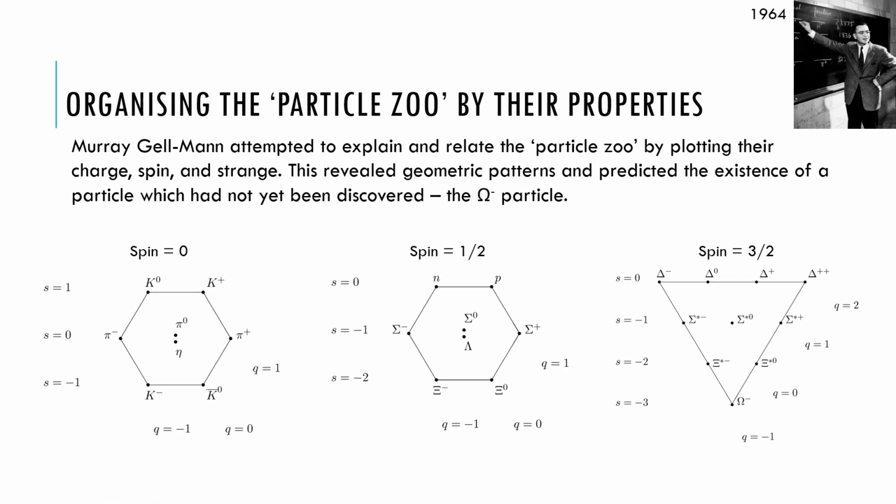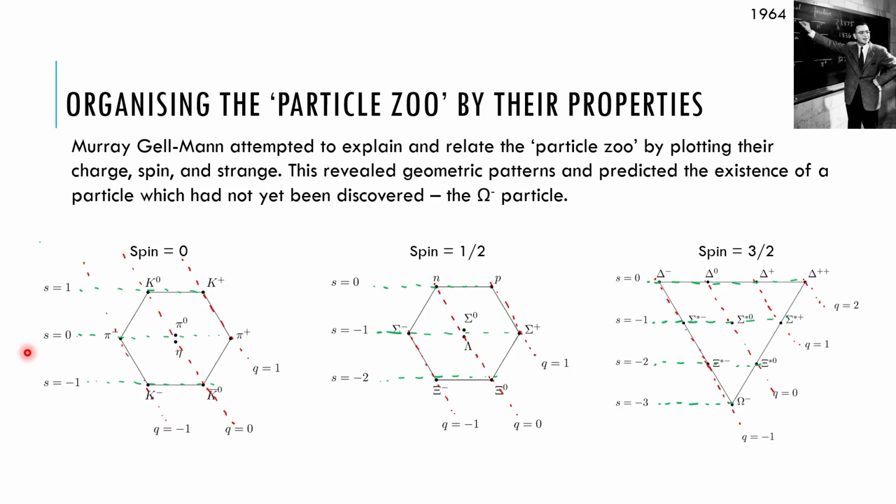What he was able to do was plot all the particles in geometric patterns by first grouping each of the particles by their spin and then plotting their charge against their strangeness. However, this is not your regular Cartesian style plane. Instead, the charge was plotted at a 45-degree angle. And so when he did this, it led to these amazing geometric patterns, some hexagons as well as a bit larger of a triangle.